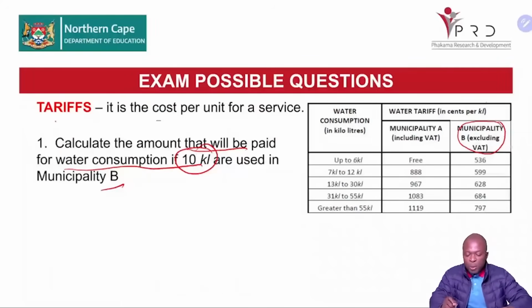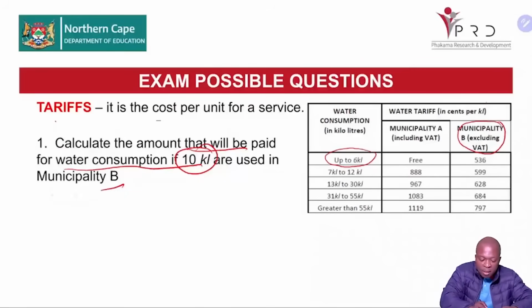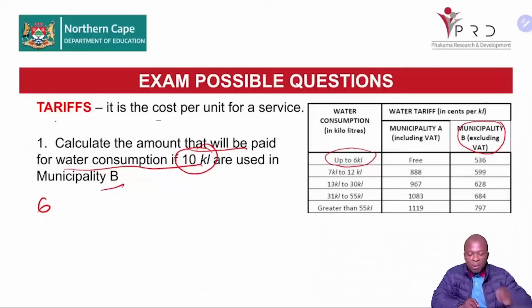Then what do we do? We start with the calculation. Can you see they gave us limits, brackets, for water consumption per kiloliter? It means the first one, you can use 6 kiloliters there. How many have we used? We have used 10, right?